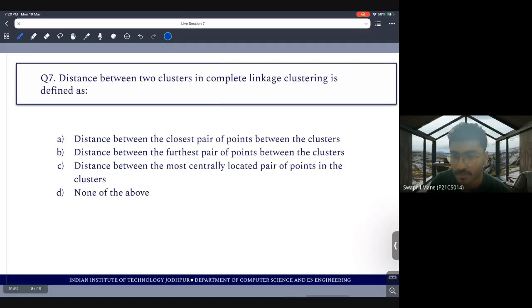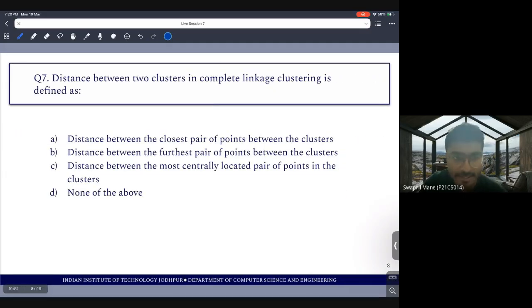Okay, let's move to another question. Distance between two clusters in a complete linkage clustering is defined as. So this is also a similar question, but if you know the definition of the complete linkage clustering, then you will get the correct one. Distance between the closest pair of points between the clusters, distance between the furthest pair of points between the clusters. Yeah, here also option B is correct.